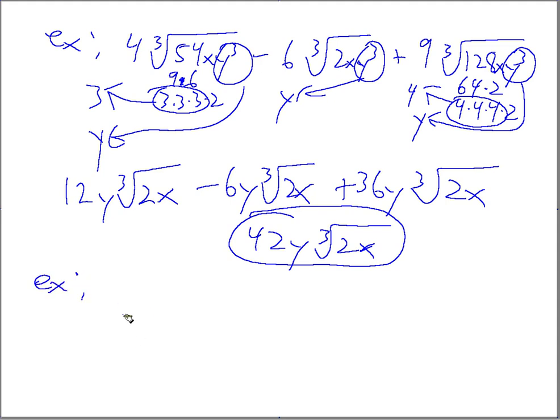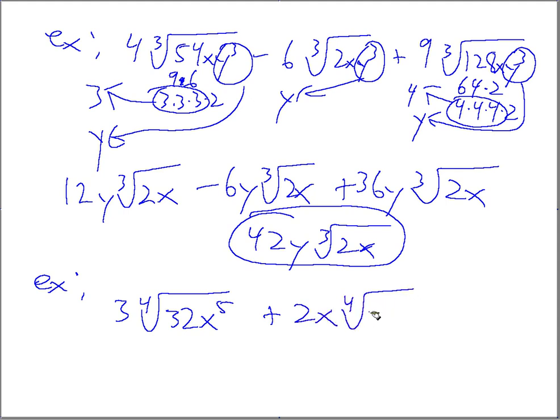Let's do one more here. What about, let's try 3 times the 4th root of 32x to the 5th plus 2x times the 4th root of 162x. Alright? So again, simplify these 4th roots carefully.